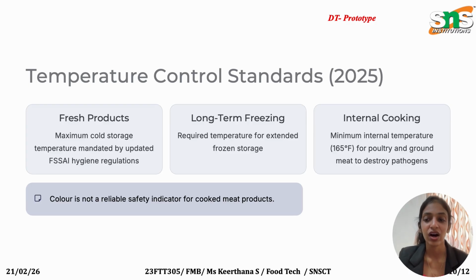So, the modern control in the industry. Today food industries rely on strict refrigeration, rapid chilling, and in certain cases, modified atmospheric packaging, where CO2 slows down bacterial growth, along with continuous temperature monitoring, sanitization, and third party audits. So, color is not a reliable safety indicator in the case of cooked meat products. Let's remember that in the case of meat-based contamination.